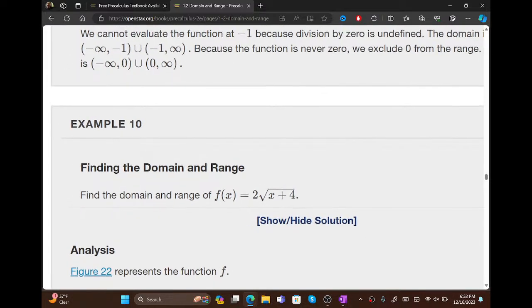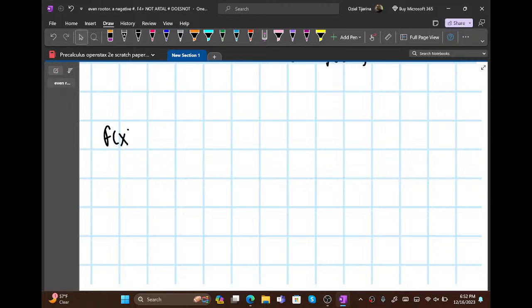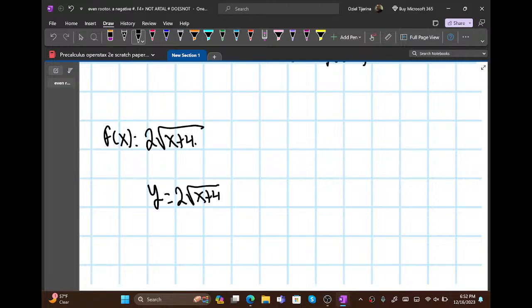The domain and range of f of x equals 2 square root of x plus 4. Now this one's a little hard. This kind of has to do with the idea of inverse functions, or finding the inverse. It is a little tricky. So I'm going to go ahead and do it one way. y equals 2 square root of x plus 4. The easy part is finding the domain, which is no problem. I'm going to say that 2 square root of x plus 4 has to be greater than or equal to 0 for the domain.